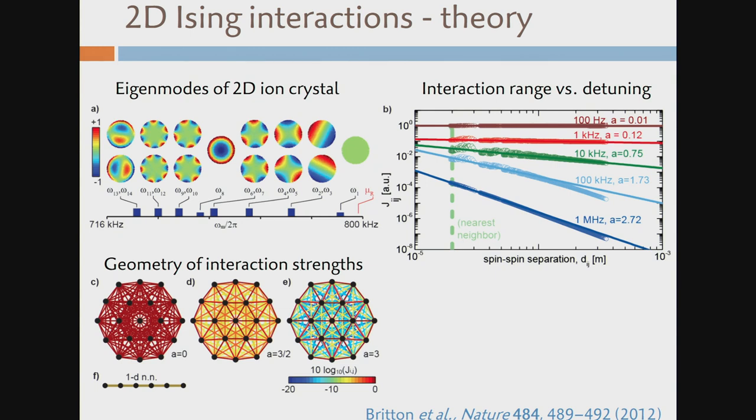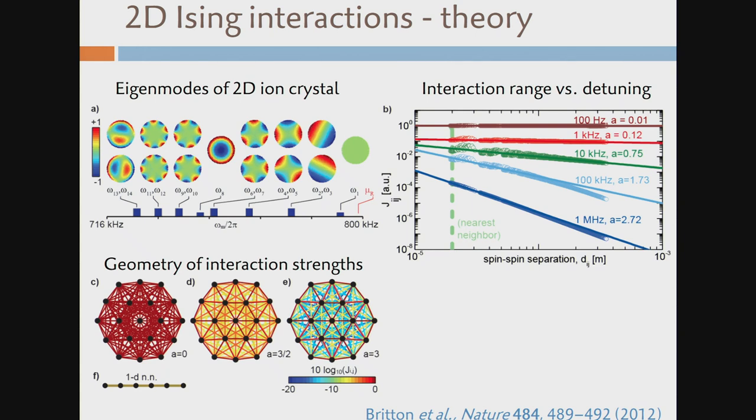So this is in theory how all the normal modes of the crystal look like, from a center of mass mode to all these drum-shaped eigenmodes of the crystal. And here you have oscillation frequencies on the order of hundreds of kilohertz, and here is where you will detune the beat note of your lasers. And by changing this detuning, mu r, you get different power laws for the decay of the interaction strength as a function of the spin-spin separation. And here you can see the geometry of these interactions.